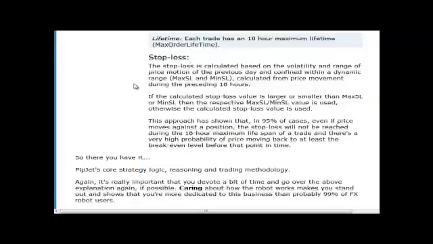Okay, guys, that is PipJet's strategy. I know it's a lot of information for somebody who isn't a trader and hasn't been doing this, and that's fine. The thing that's important here is that you need to know what's going on behind the scenes. At the end of the day, the robot's going to do everything that it does, and it's going to do it really good, accurately, and profitably.